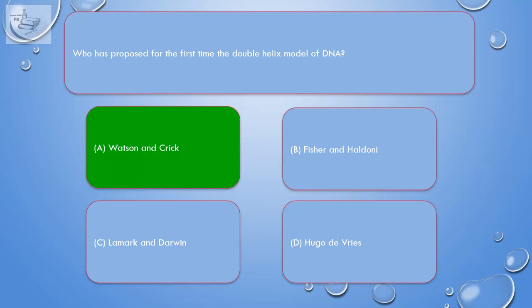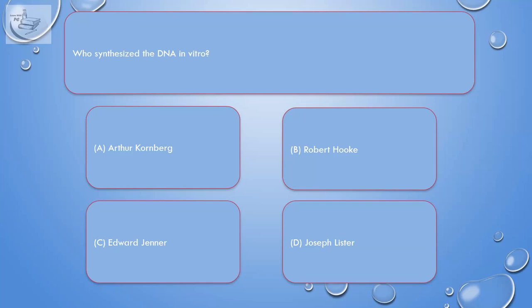Correct answer is A. Watson and Crick. Question: Who synthesized the DNA in vitro? A. Arthur Kornberg. B. Robert Hooke. C. Edward Jenner. D. Joseph Lister.